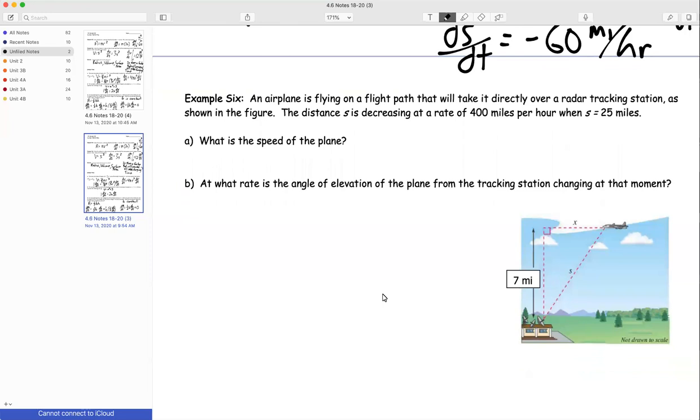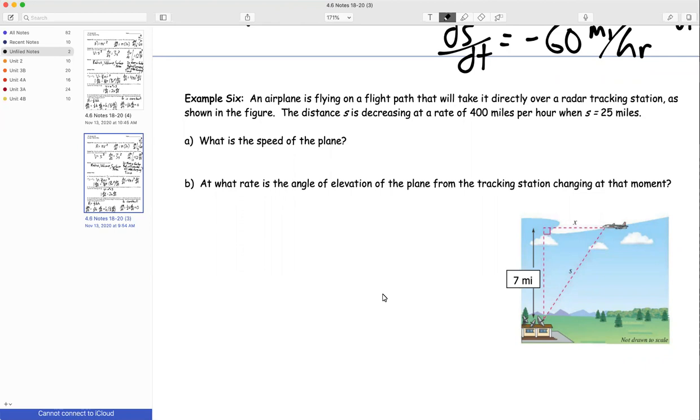So example 6 says an airplane is flying on a flight path that will take it directly over a radar tracking station as shown in the figure. The distance S is decreasing at a rate of 400 miles per hour when S is equal to 25. Part A says, what is the speed of the plane?